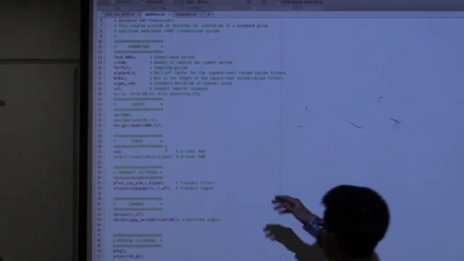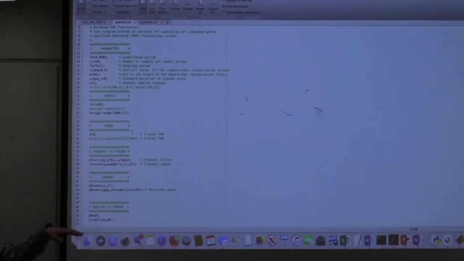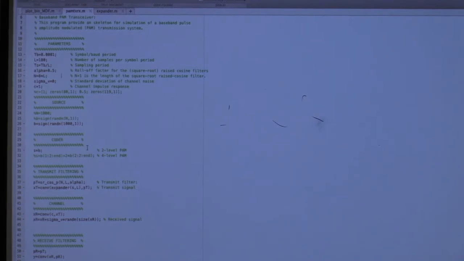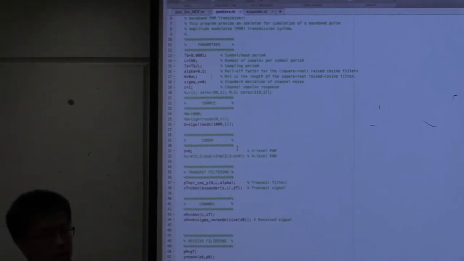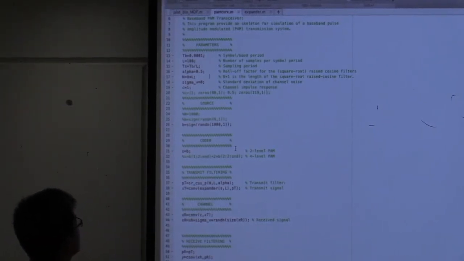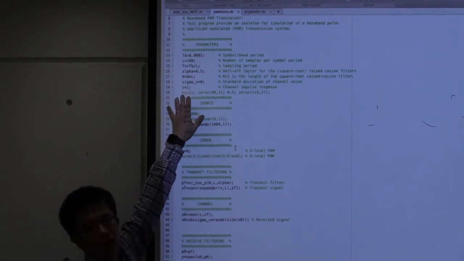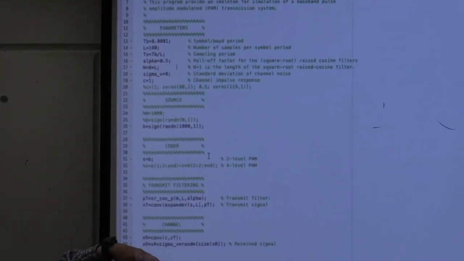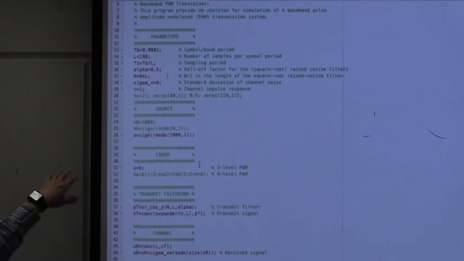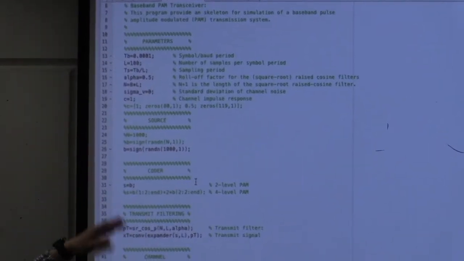I think the code is written, I mean, the code is in the book, actually. If you read the book, you see the code. Overall, it's written pretty clearly. You can see the first, Tb, is the symbol time, 0.001. L is basically the number of samples per symbol period, L is Tb over Ts. You can see that right here: Ts is Tb over L. And alpha is the roll-off factor of the raised cosine filter. Here it's set to 0.5. You can change that, obviously.